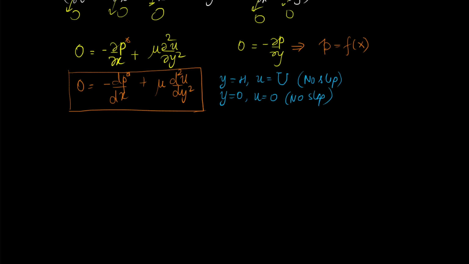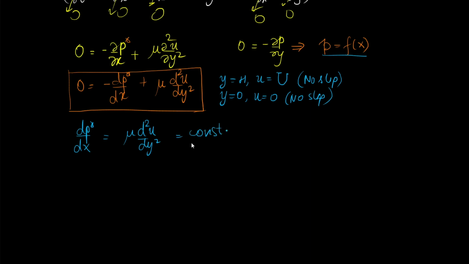So now we have to solve this differential equation subjected to this boundary condition. So let us see. dp star dx is equal to mu d2u dy2. Now once again, because p is only a function of x, each has to be a constant, because this is a function of x only, and whatever is on the right hand side is only a function of y. So each of these things is equal to a constant.